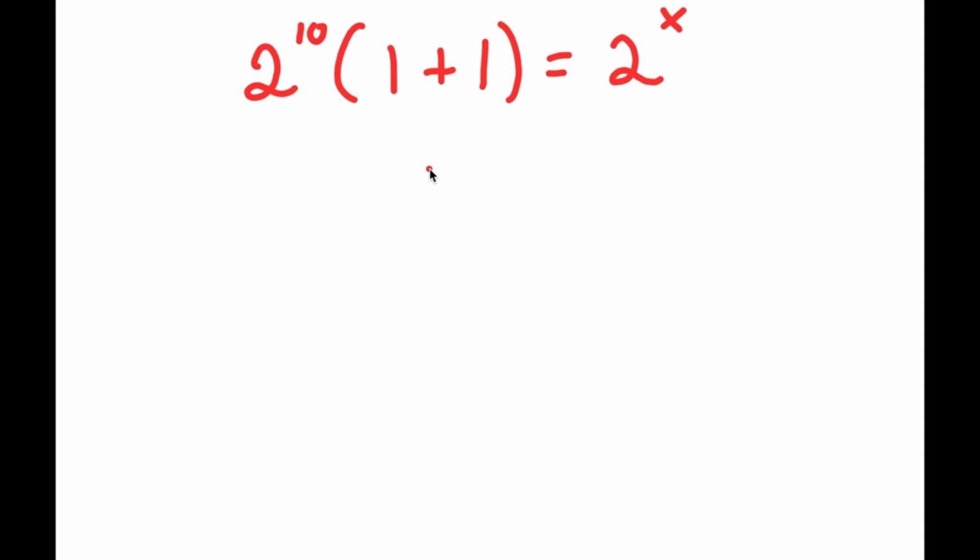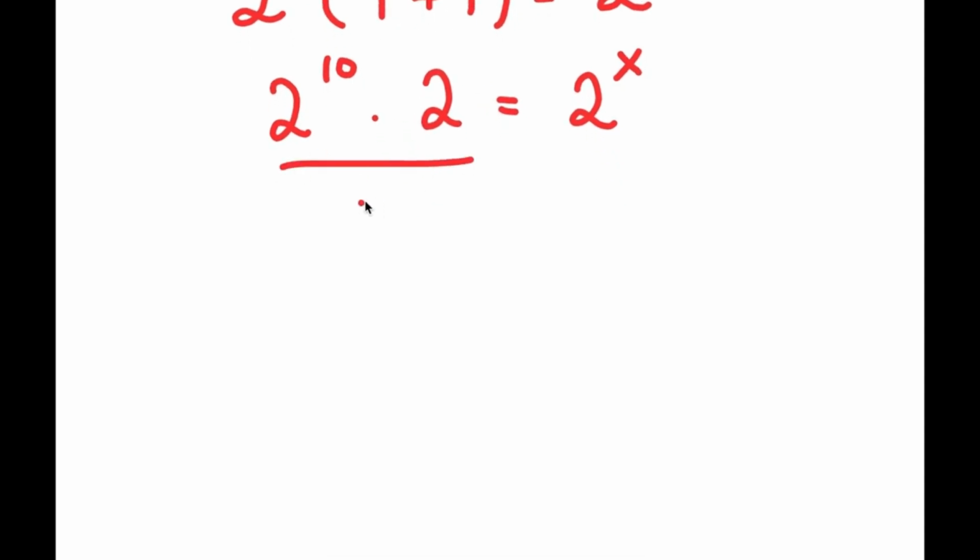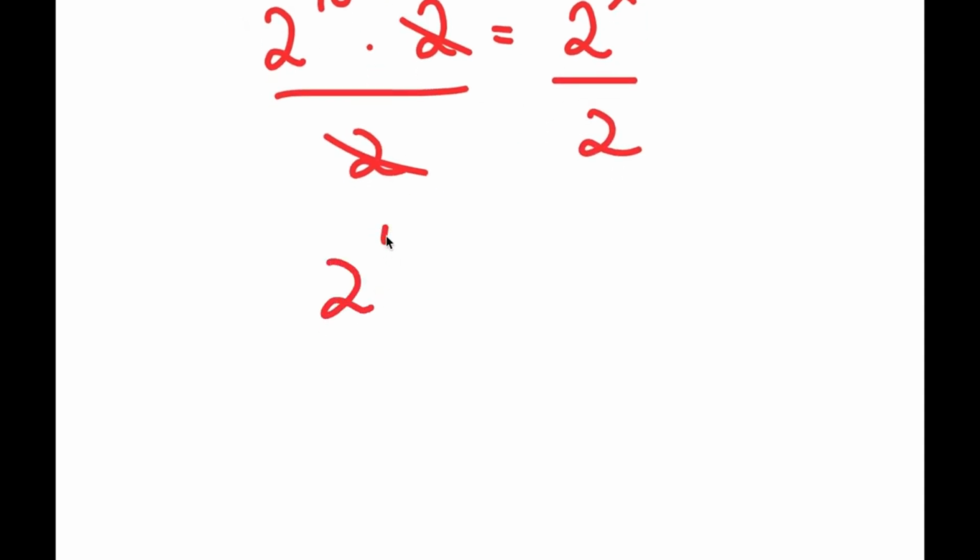And 1 plus 1, that's equal to 2. So I get 2 to the power of 10 times 2 is equal to 2 to the power of x. And now if I divide both sides by 2, I get 2 to the power of 10 is equal to 2 to the power of x divided by 2.